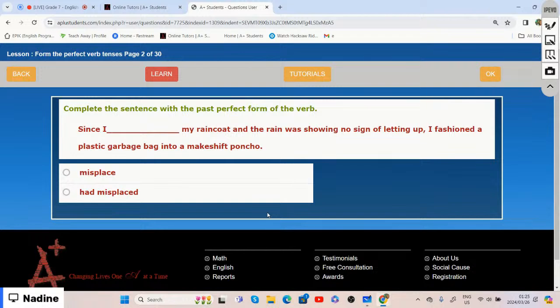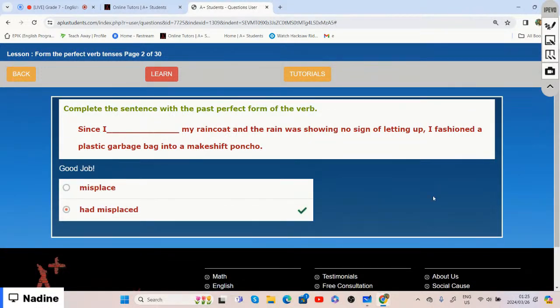All right. And if we choose the correct one, we can say the past perfect tense would be "had replaced," with "had" being a helping verb and "misplaced" being our main verb.